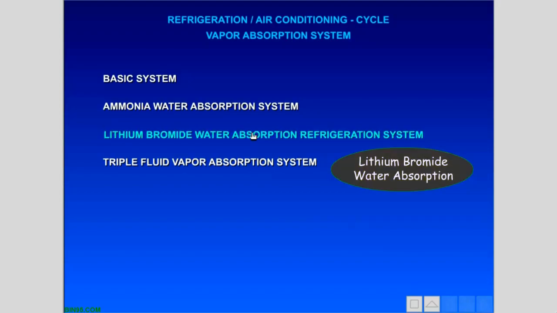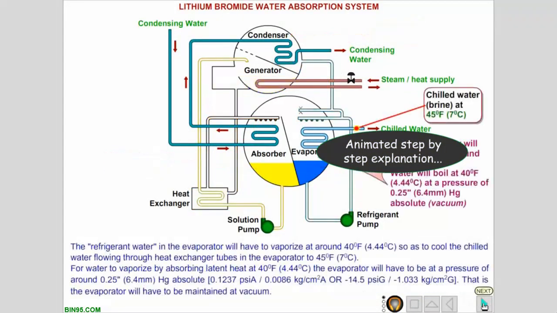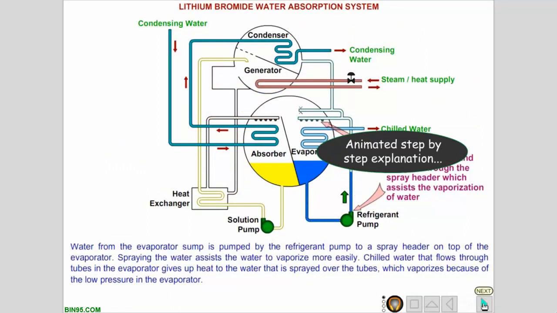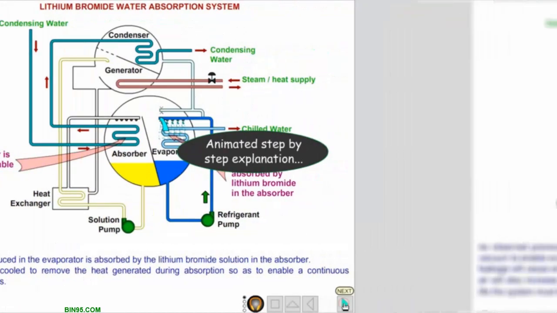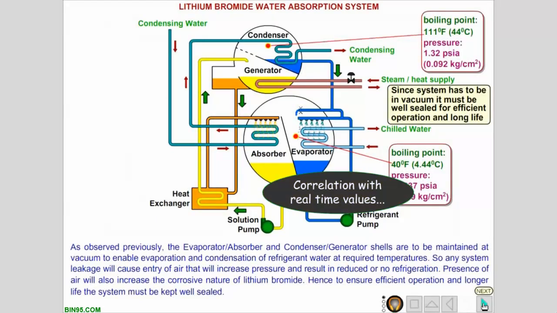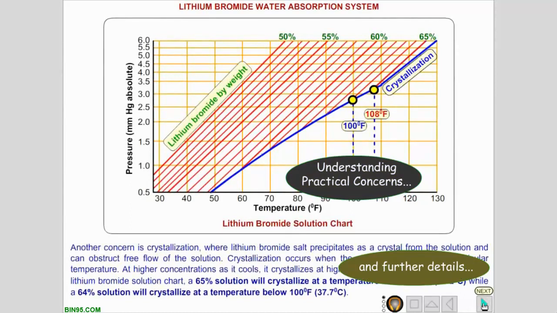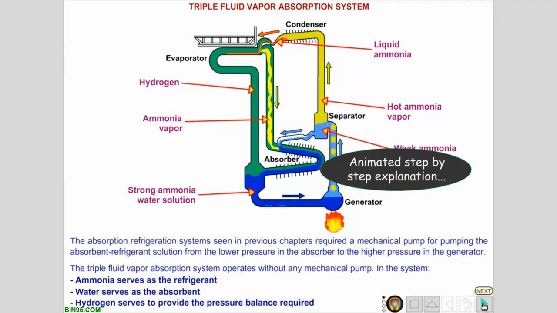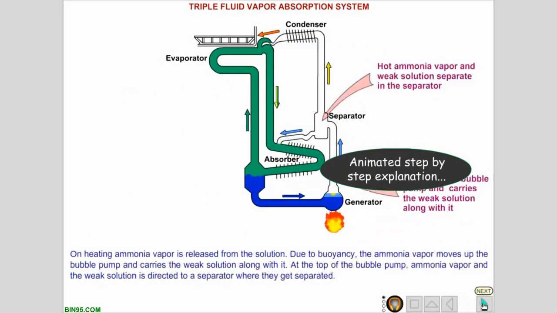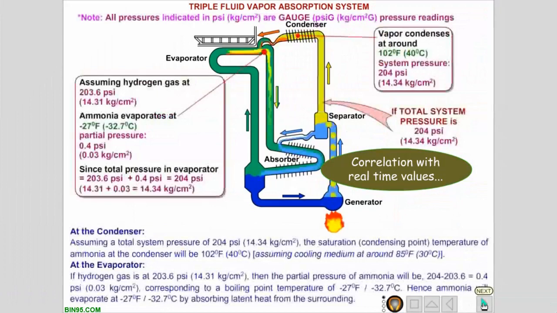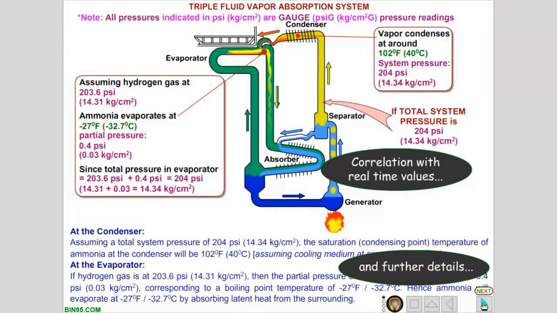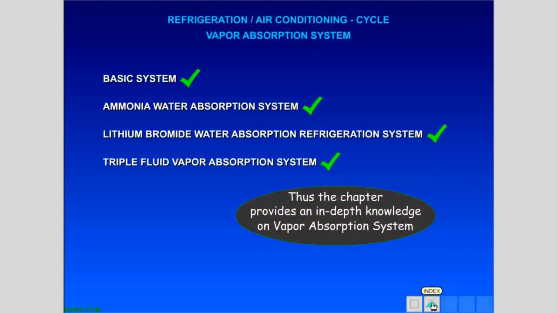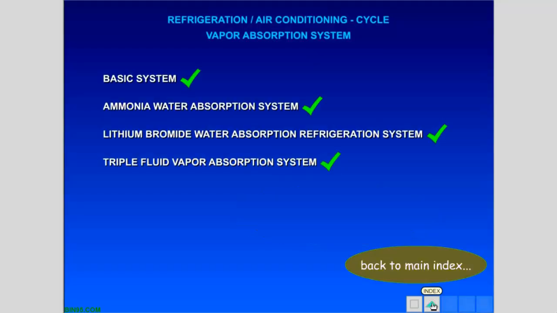Lithium bromide water absorption. Animated step-by-step explanation. Correlation with real-time values. Understanding practical concerns. And further details. Back to index. Triple fluid vapor absorption. Animated step-by-step explanation. Correlation with real-time values. And further details. Back to index. Thus, the chapter provides in-depth knowledge on the vapor absorption system. Back to main index.